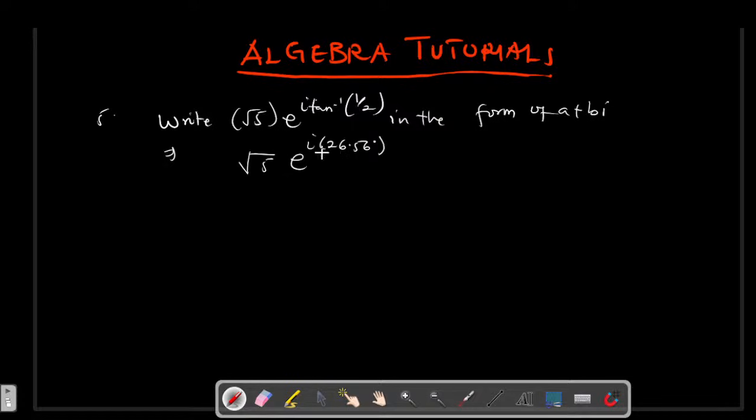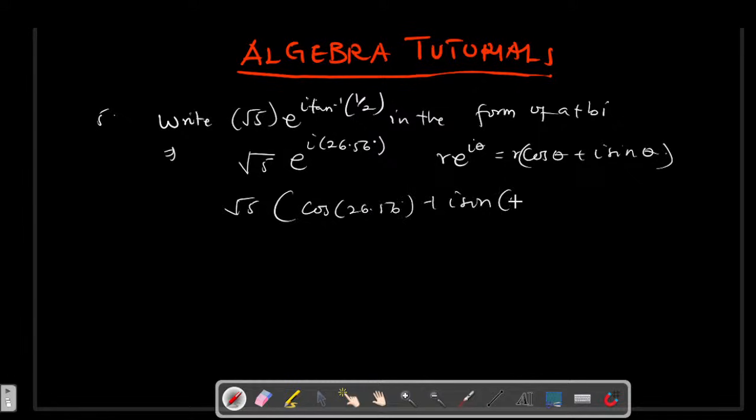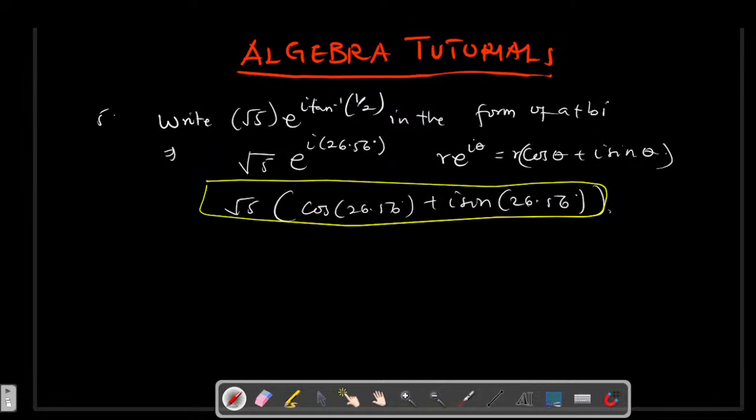And you have been asked to express this in the form of what? A plus bi. Remember that in the linear form, r e to the power i theta is equal to r times cos theta plus i sine theta, where r is standing outside. So here, I have my square root of 5 outside. I'll have cos of the angle 26.56 degrees plus i sine of the angle 26.56 degrees. And that is our answer. So please observe the kind of questions you should be expecting in the exams, okay? It's very simple but a little bit tricky. Let's move to the next question.